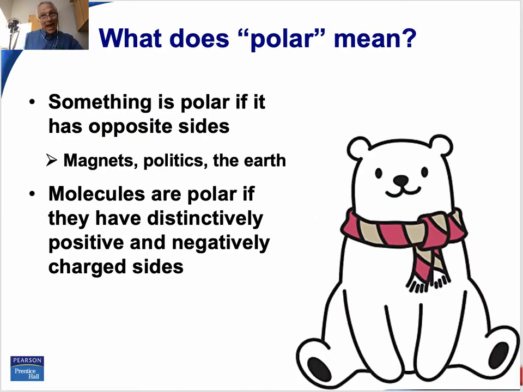So, what does it mean if something is polar? Well, you're familiar, I think, with magnets having a north and a south pole like the Earth does. And magnetically, north and south are opposites. And that's what polar means. It just means that something has two sides. It has opposite sides. In the case of molecules, they have opposite sides in terms of their electric charge. They have a positive and a negative side.